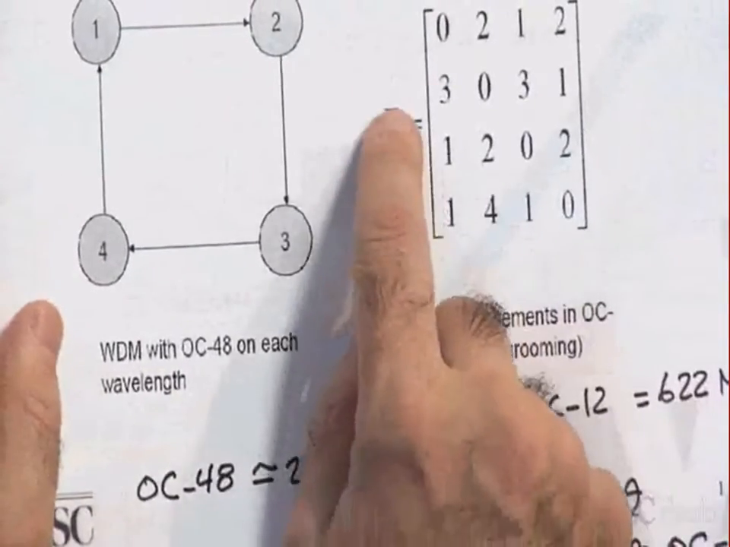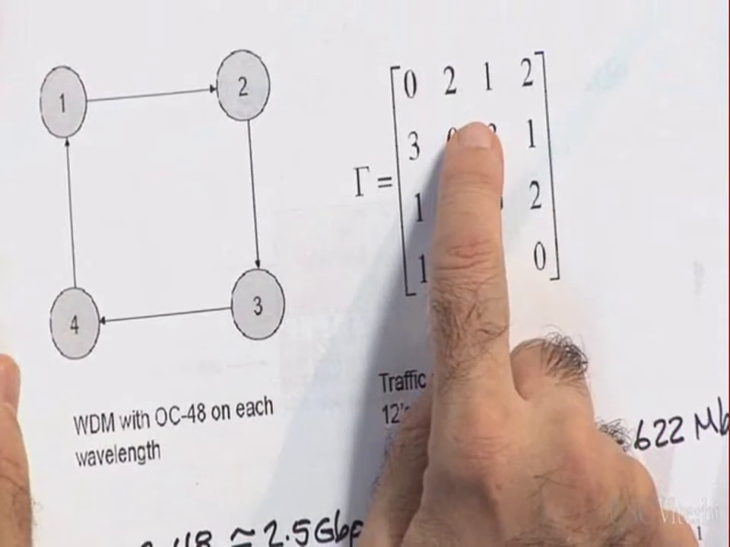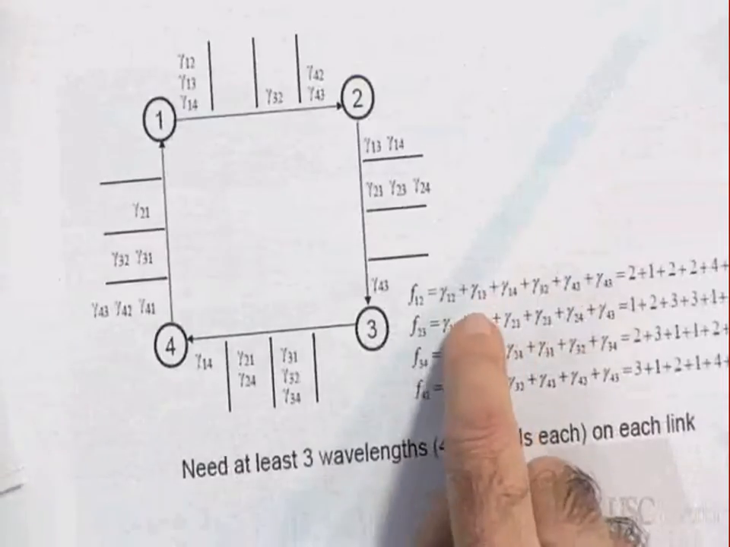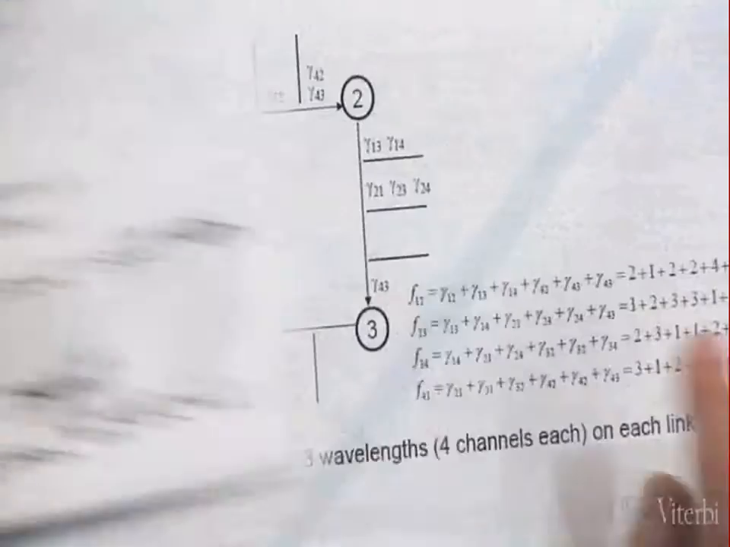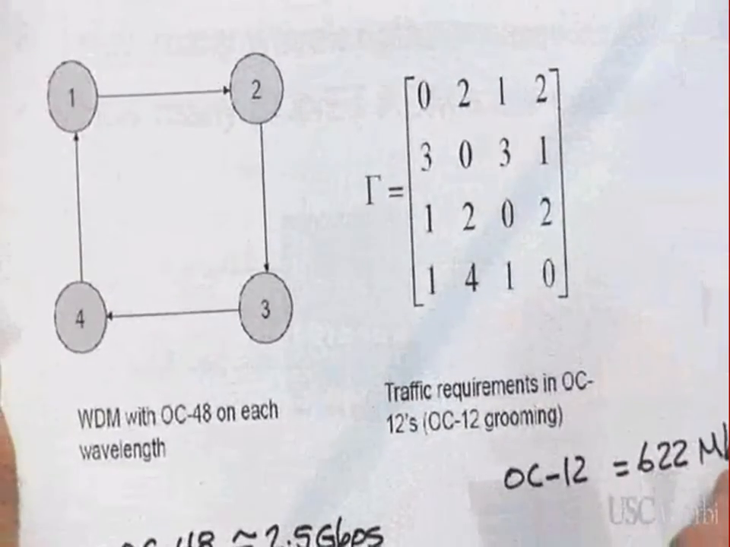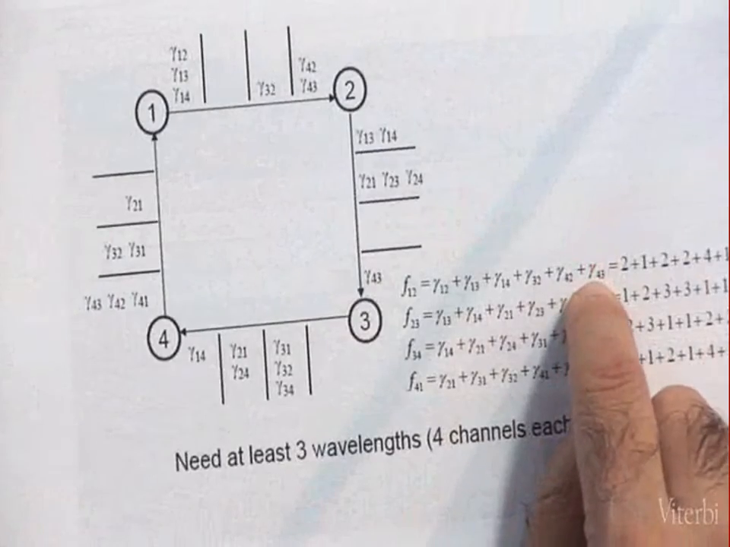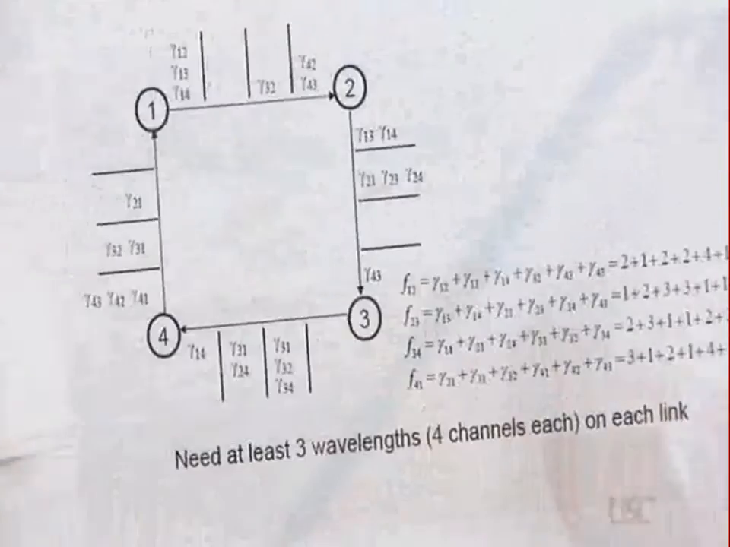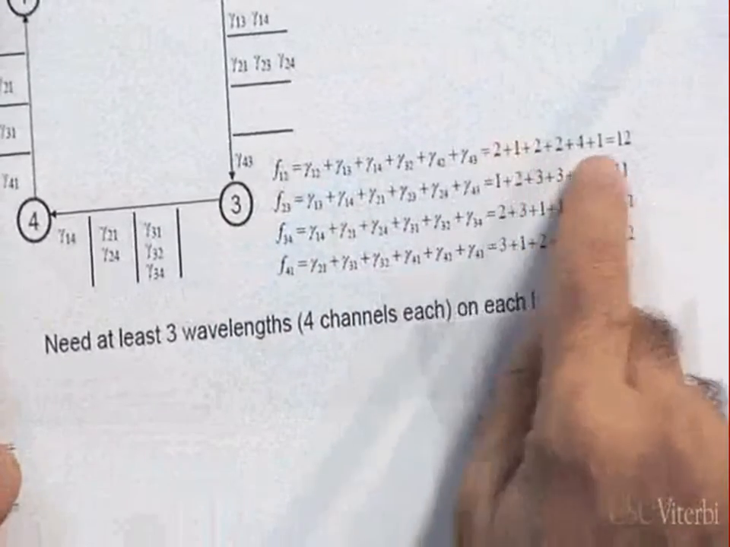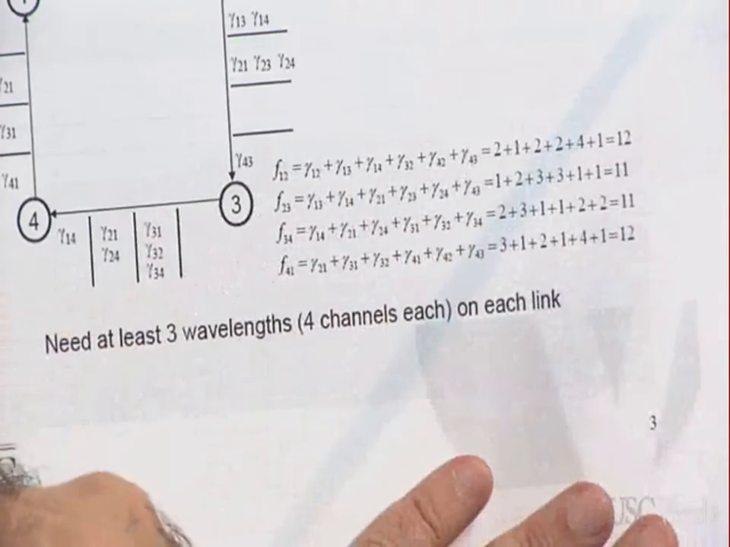Now what is gamma 1,2? Gamma 1,2 is 2. Did you get this or not? Yes or no? Gamma 1,2 is 2. What is gamma 1,3? 1. What is gamma 1,4? 2. What is gamma 3,2? 3,2 is 2. What is gamma 4,3? 1. Did I miss one? No, I did not miss one. Did you get this or not? I added them. What do I get? How many wavelengths do I need?